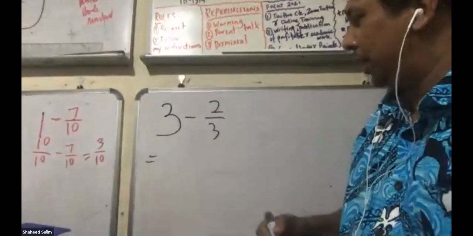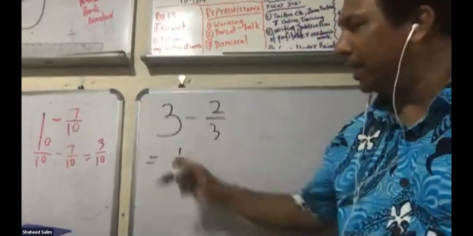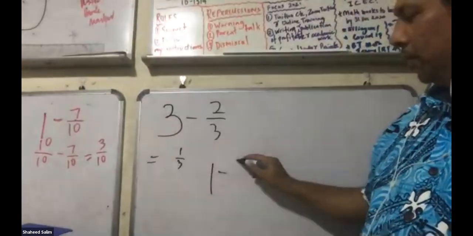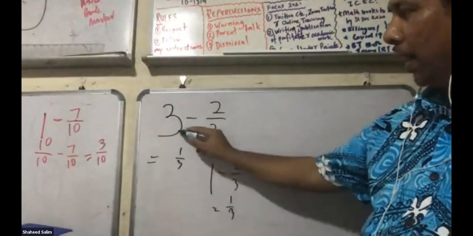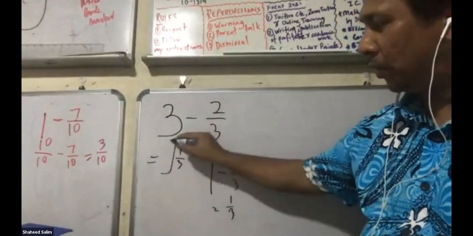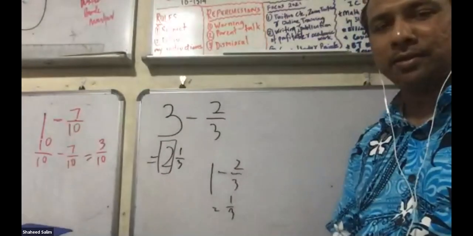1 out of 3. Okay. But don't forget your balance. This is 1 minus 2 over 3. You are correct, this is 1 over 3. You borrow 1, so don't forget, you must have one number here. You borrow 1 from here. How many are you left with? 2. Yes.